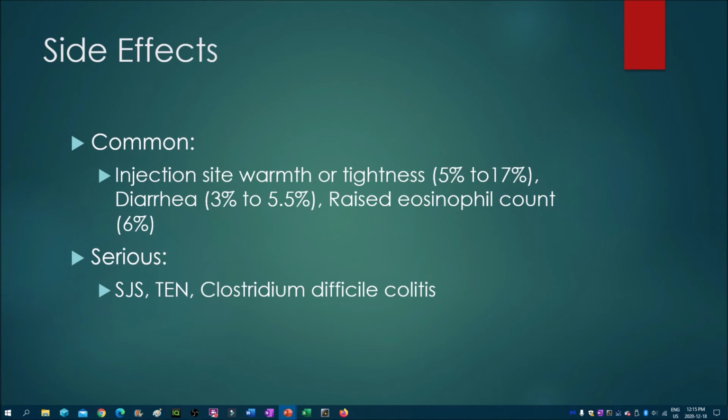As with all medications, there are some side effects or adverse reactions that patients may experience while using Ceftriaxone, so I'll go over some of those here now. Some patients may experience an injection site warmth or tightness. This can happen 5 to 17% of the time. 3 to 5.5% of patients may experience diarrhea, and 6% may experience a raised eosinophil count. Now, some serious side effects with this medication would be Stevens-Johnson syndrome, toxic epidermal necrolysis, or Clostridium difficile colitis.